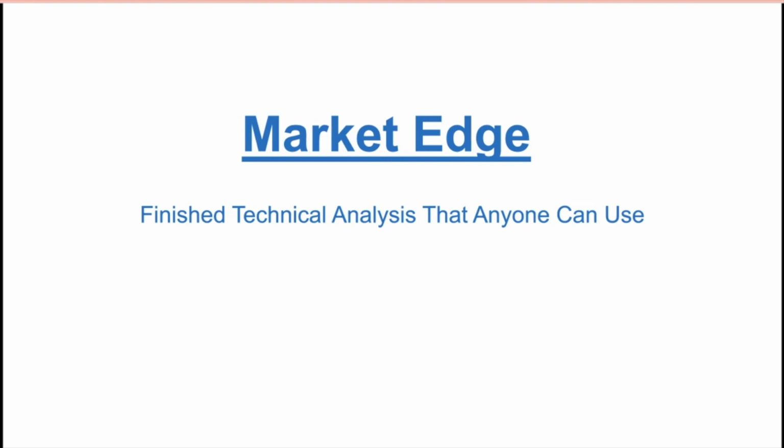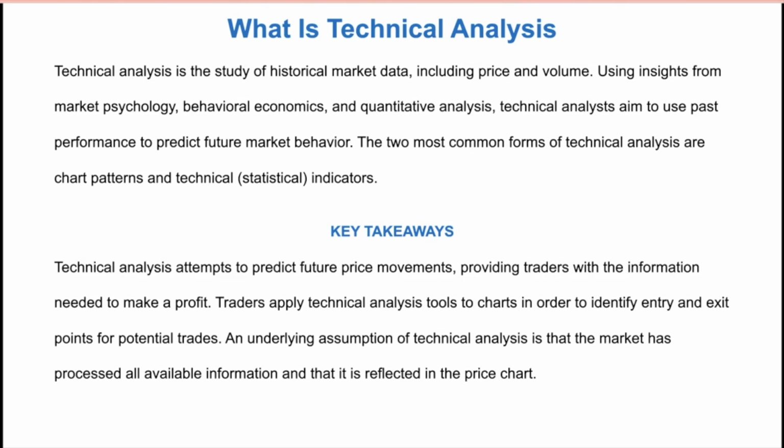Now, you'll get a lot of definitions and opinions of technical analysis out there, but simply stated, it's the study of historical market data, including price and volume, using insights from market psychology, which is very important, behavioral economics, and quantitative analysis. Technical analysis aims to use past performance to predict future market behavior. The two most common forms of TA are chart patterns and technical statistics or indicators. So the key takeaway that you need to understand is that technical analysis attempts to predict future price movements, providing traders with the information needed to make a profit.